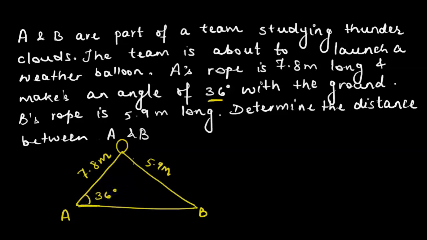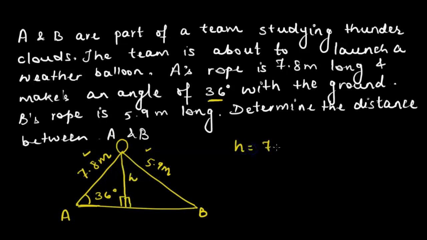Now because we are given an SSA situation, as we know, 2 sides adjacent to each other and an angle that is opposite to one of the sides, we have to first determine how many triangles can be drawn for this particular question. And how do we determine that is that we first find out the height here.